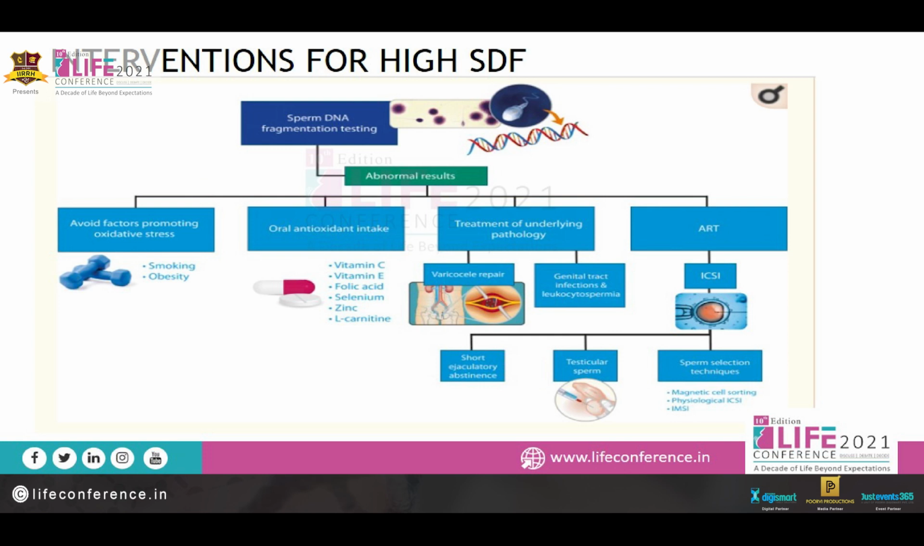If you have interventions for high sperm DNA fragmentation, then look at this colorful slide. Sperm DNA fragmentation testing, which has abnormal results. We have 4 ways of looking at it. Avoid factors that promote oxidative stress, that is smoking and obesity, so try and quit smoking and reduce weight. The oral antioxidant intake like vitamin C, E, folic acid, selenium, zinc and carnitine. The other thing is of course to look at treatment of underlying pathology like a varicocele repair of grade 3 and 4, genital tract infections and leucospermias, and of course a short ejaculatory abstinence and testicular sperms. Of course, if all these things just do not work, then go in for ART with an ICSI and then sperm selection techniques like IMSI, and then you will be able to get a baby of your own genetic origin.